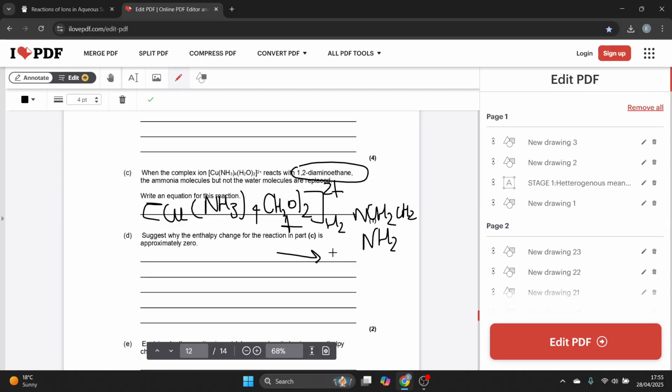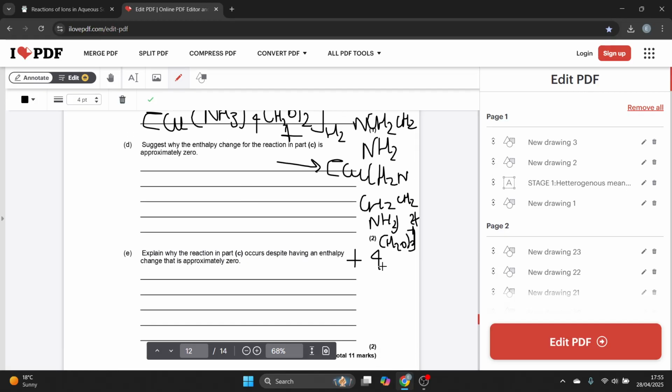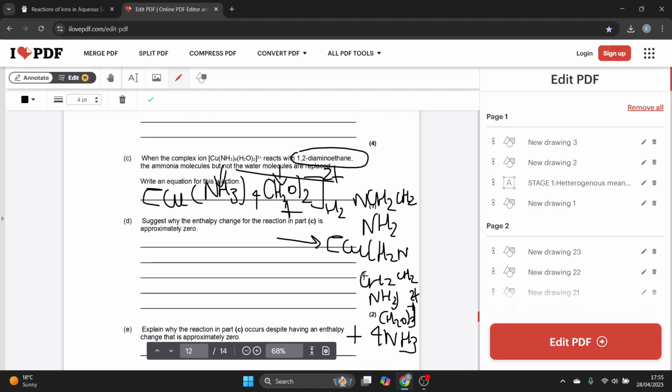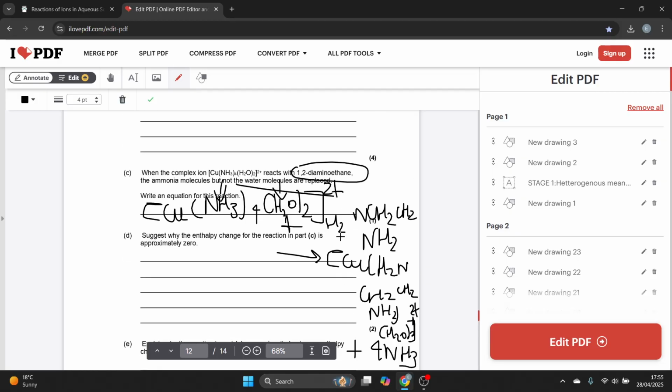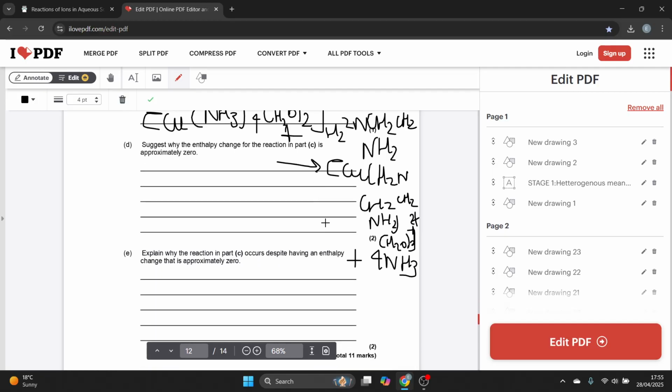to form, well then ligand substitution, Cu(H2N CH2 CH2 NH2)2(H2O)2 2+. It tells me the water molecules are not replaced, that stays the same, but the ammonia is plus 4 NH3, and then you need to balance it. Well, if I've got 4 NH3 here, I need a 2 here. Yes, I need a 2 there to get that much.